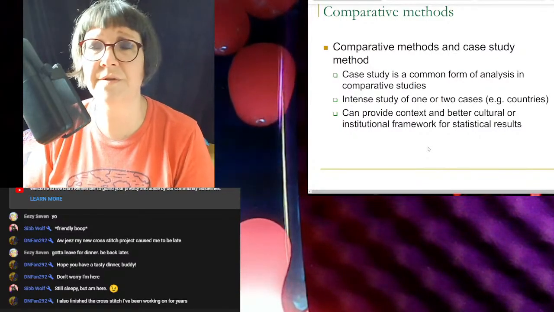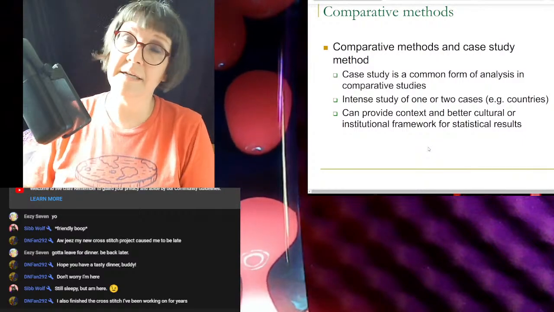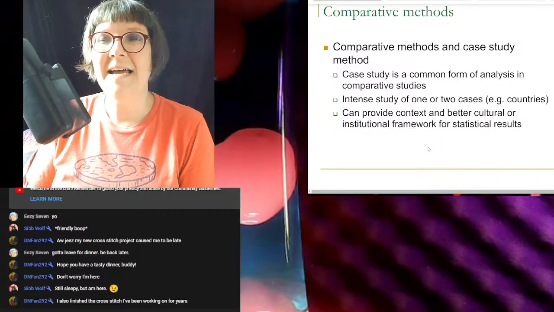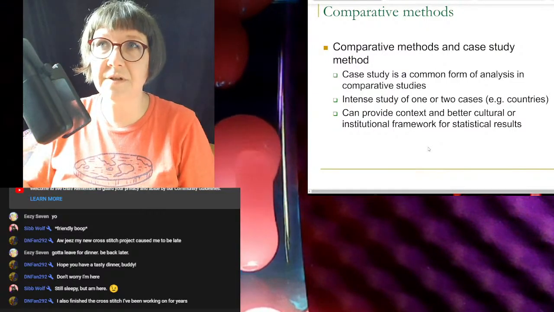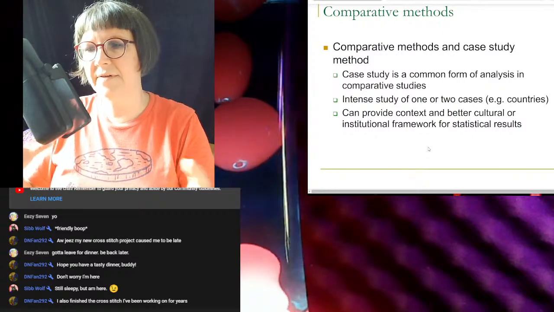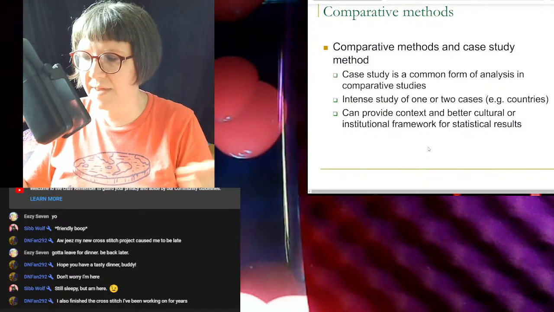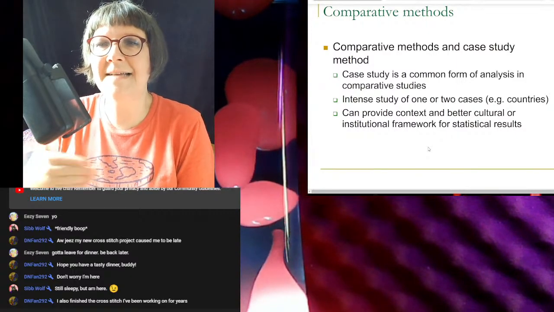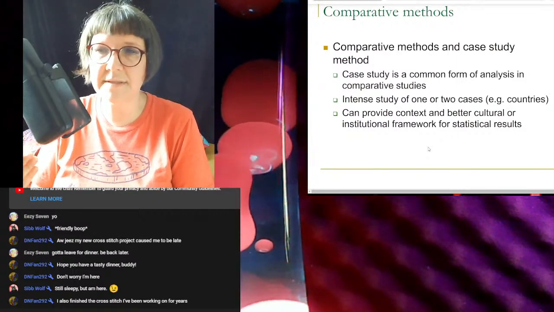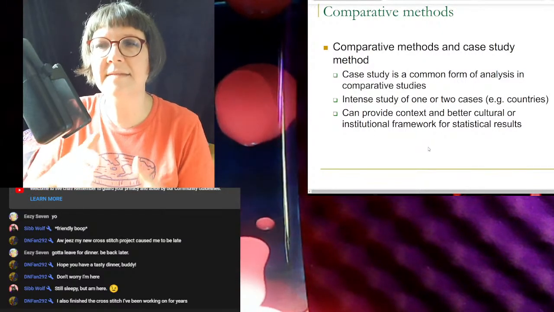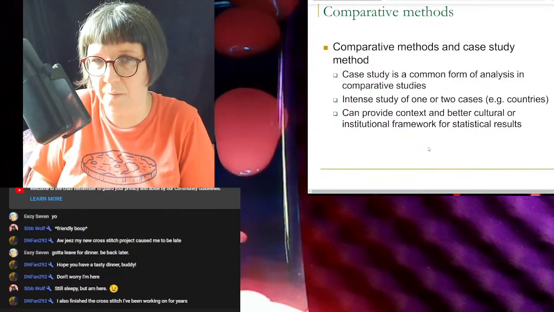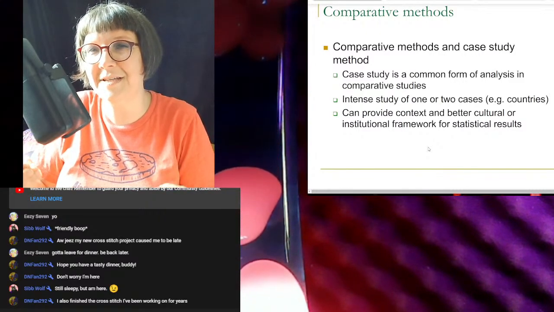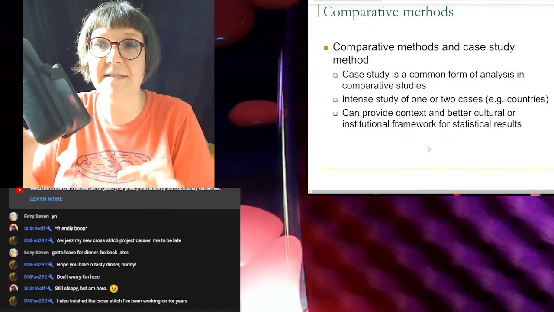Case studies are also very useful for comparative methods on the international level because, again, sample size is a problem. Also because countries are quite unique and have a lot of interesting factors within them. And so that has to be evaluated in the course of doing your comparative analysis. So this intense study of 1 or 2 cases, such as countries, can provide context and a better cultural or institutional framework than just trying to homogenize a bunch of variation across countries with a one-size-fits-all model.